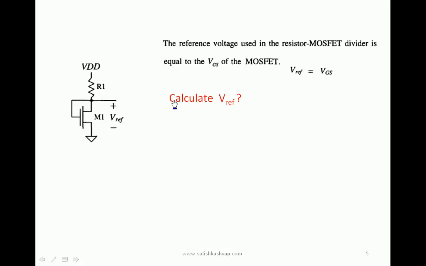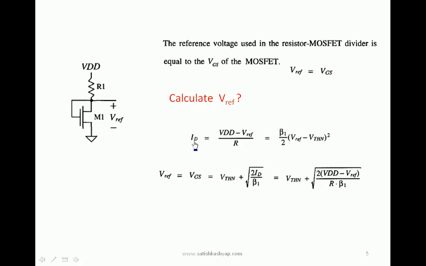So, calculating V reference for this given circuit. Simply, assuming VDD is supplying current, that current flows through R1, and that current also flows through M1. Since no gate current flows because of the silicon dioxide layer, Ig is equal to 0. That means exactly the same current flows through R1 as well as M1. So the drain current of M1 is the current flowing through R1. We can write the current equations with respect to R1 and with respect to M1 and equate those two to get the value of V reference.